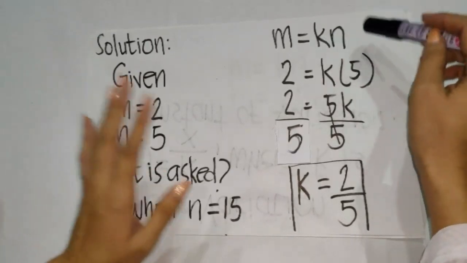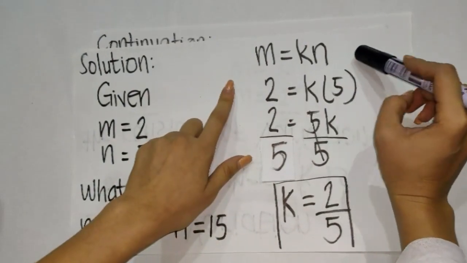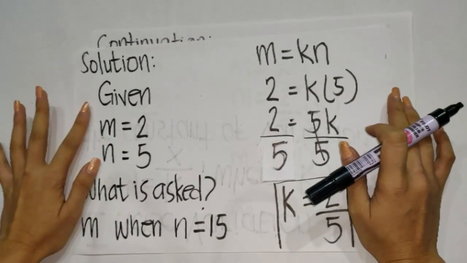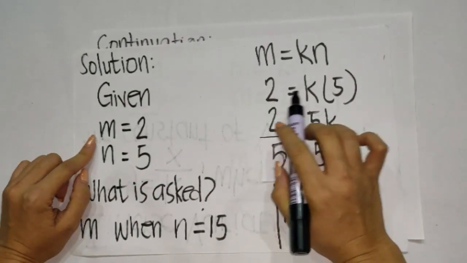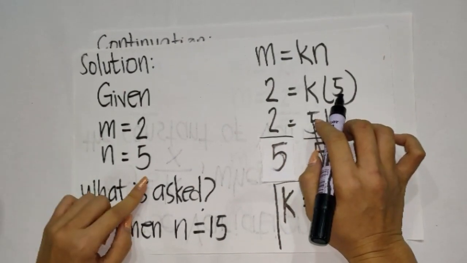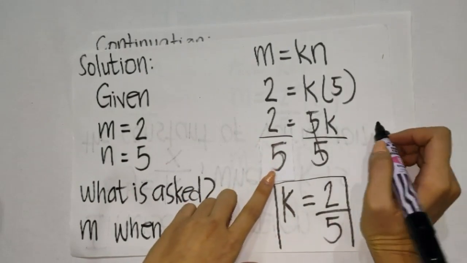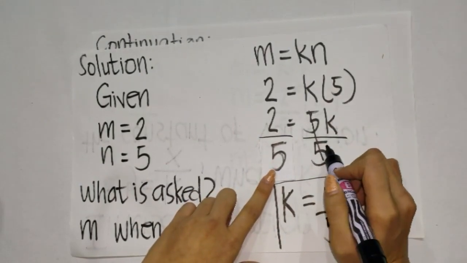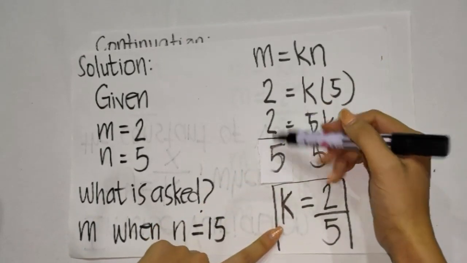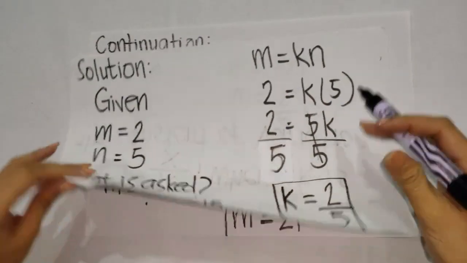So again, we're going to go back to the original equation, which is m is equal to kn. So substitute the given, which we have written here, which is m is equal to 2, is equal to k, just copy the k, and then substitute 5 for n. And then to get the value of k, you need to divide both sides by 5 to cancel it out, and k will remain. Then 2 over 5 will be the answer, or our constant of variation.